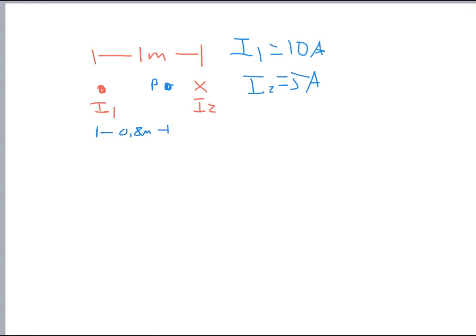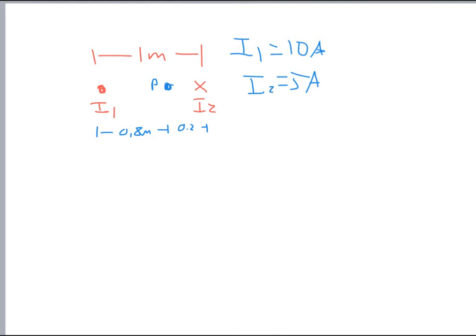And then you have, of course, 0.2 meters to the other wire. And so we have the distances from each wire. We can apply the formula for the magnetic field strength and calculate the magnetic field strength from each of these two wires at point P.